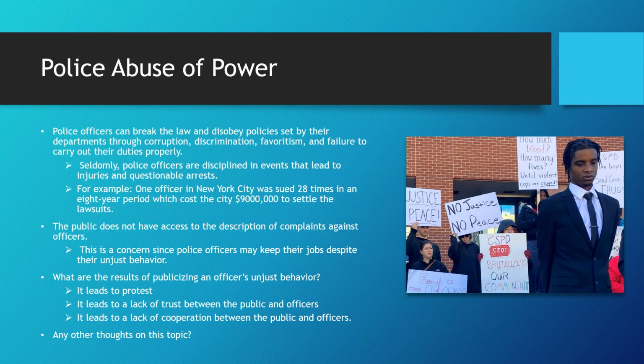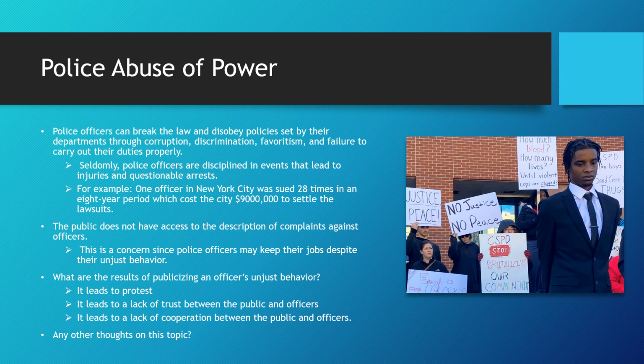Police abuse of power. Police officers can break the law and disobey policies set by their departments through corruption, discrimination, favoritism, and failure to carry out their duties properly. Seldom are police officers disciplined in the events that lead to injuries and questionable arrests. For example, one officer in New York City was sued 28 times in an 8-year period, which cost the city $9 billion to settle the lawsuits.